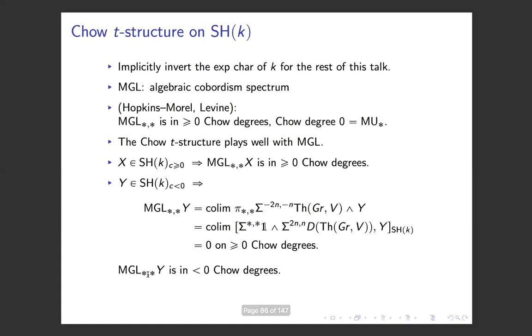So that means if you take some element in the negative part of this Chow t-structure, its MGL homology is also going to be concentrated in negative Chow degrees. And if we intersect the two, that tells us anything in the heart of this t-structure will have its MGL homology concentrated in Chow degree 0. In other words, smashing with MGL is compatible with the Chow t-structure we defined.